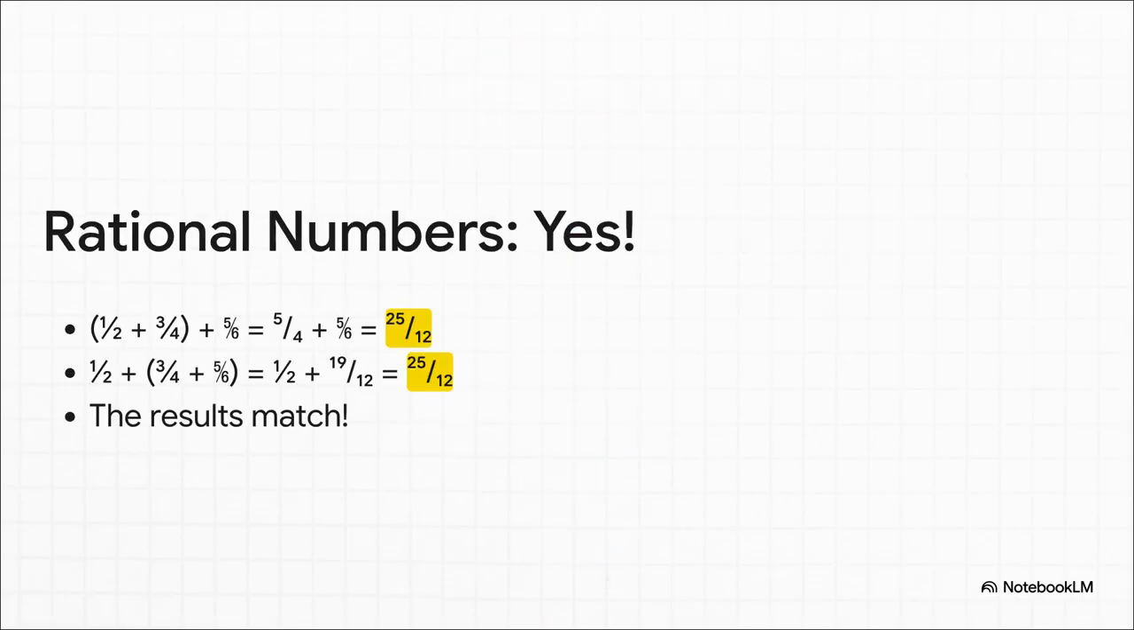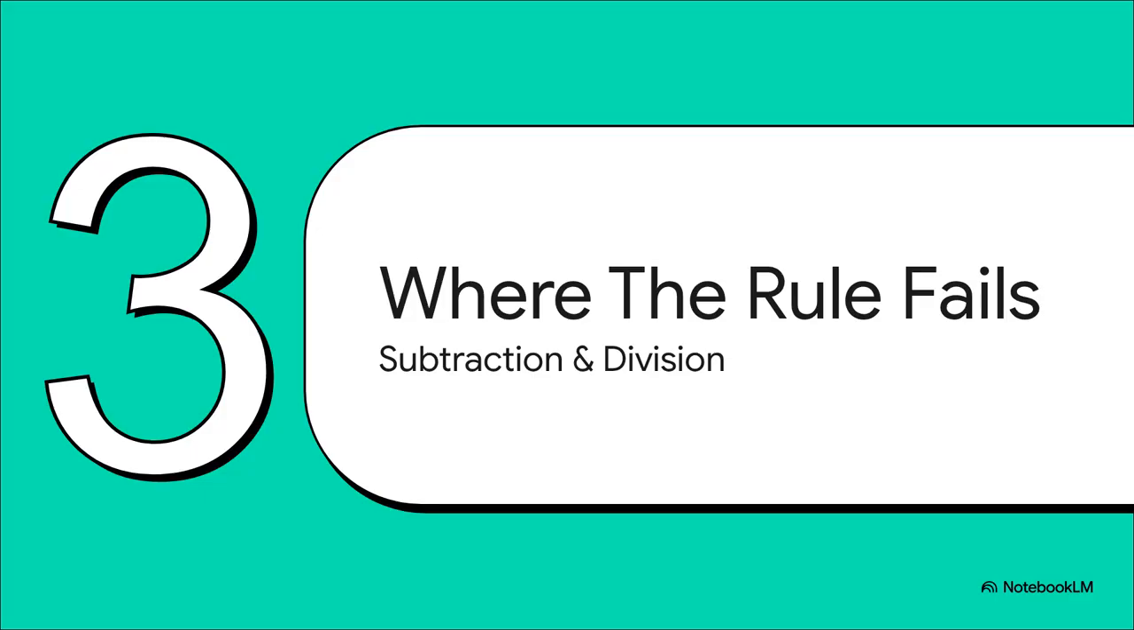Yep, you bet it holds true. It might look a little scarier with fractions, but the rule doesn't care. Whether we add 1/2 and 3/4 first, or if we decide to add 3/4 and 5/6 first, once you do all the work of finding common denominators and adding it all up, you land on the exact same answer, 25/12. The results match perfectly.